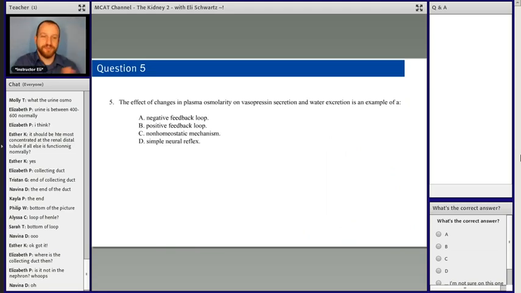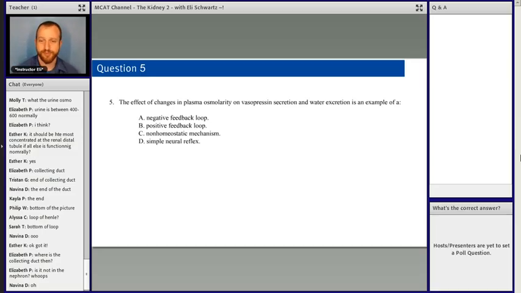All right, next up. All right, changing plasma osmolarity on vasopressin. Gosh, okay. This looks like it could be pretty complicated. Let's just double check the answers. Do the answers show a pretty complicated relationship?